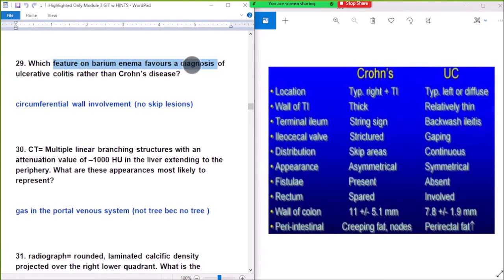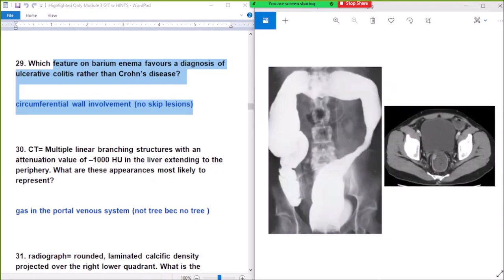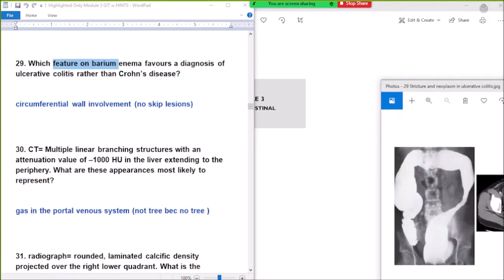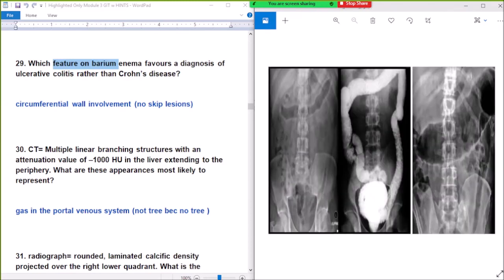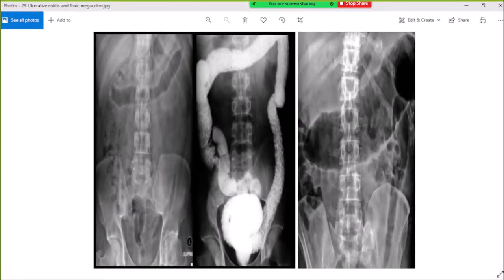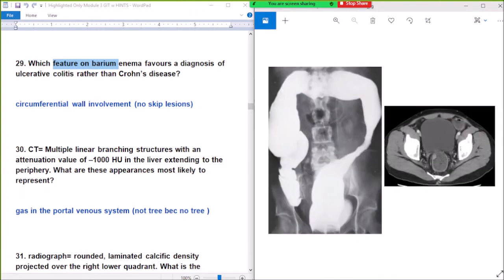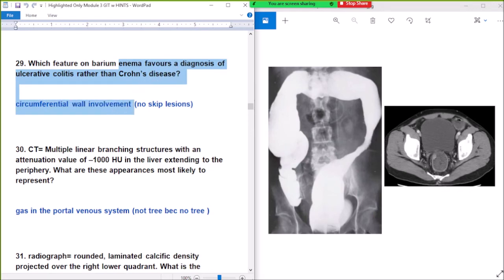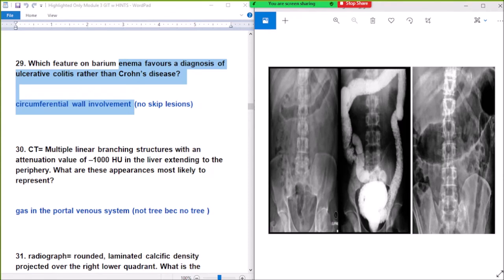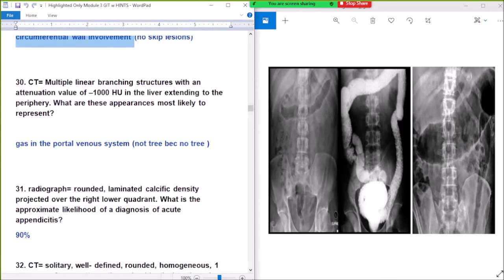Question 29. Which feature in barium enema favors the diagnosis of ulcerative colitis rather than Crohn's disease? Circumferential wall involvement, no skip lesions. Circumferential wall involvement is seen in ulcerative colitis.